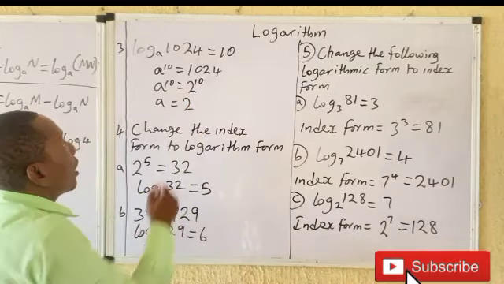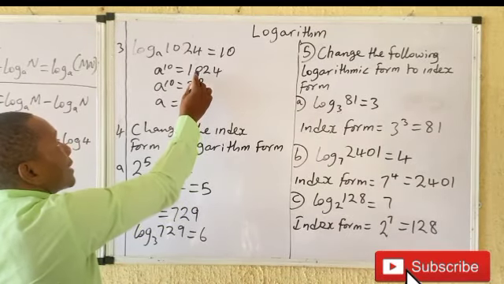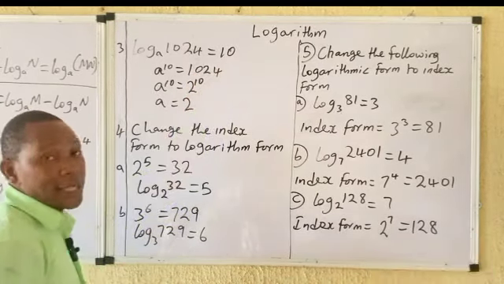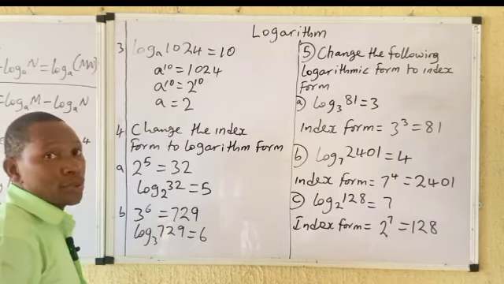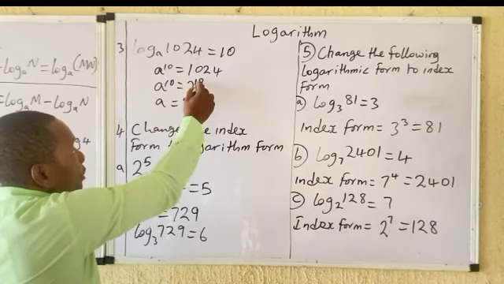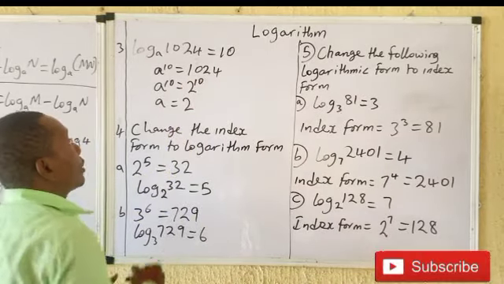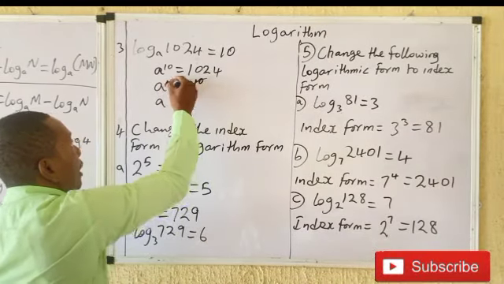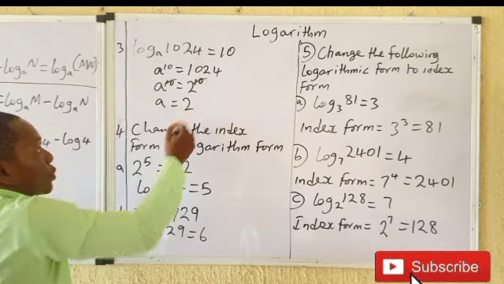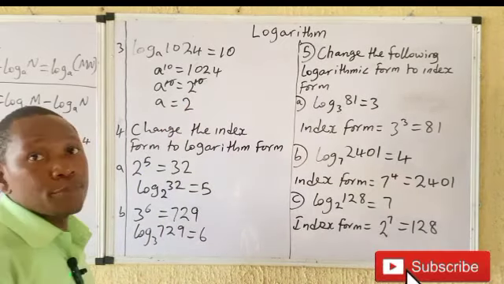All right? Now, 2 raised to power 10 is the same thing as 1024. You can check that with your calculator. If you press 2 raised to power 10 in your calculator, you get 1024. And base 10 will cancel out base 10. So now I have A is equals to 2 is the answer. It's a very simple mathematics.